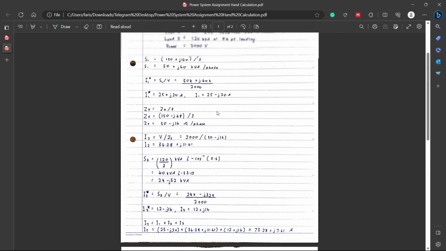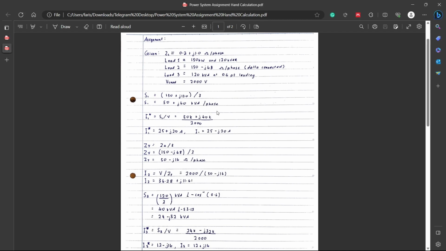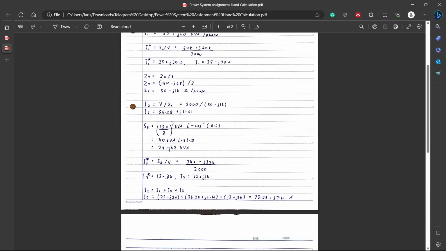Here you can see the hand calculation for each current. You can pause the video if you like. This is the current in the second load. You can pause the video if you like. And the third, and this is the total current.